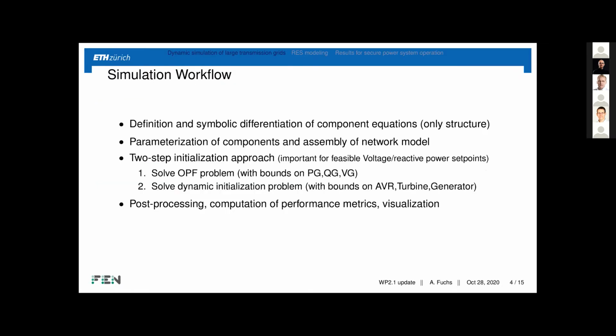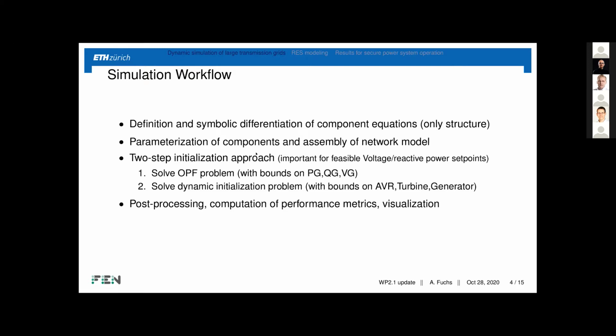So the workflow, one slide on the technicalities. I want to give a few insights. It combines symbolic differentiation of the component equations to analyze the structure of the simulation problem. Then after this is done and compiled into C code, it waits for parameters like what is the inertia of the generators and so forth. This parameterization is handed over and assembled. It assembles the individual components into a network model.